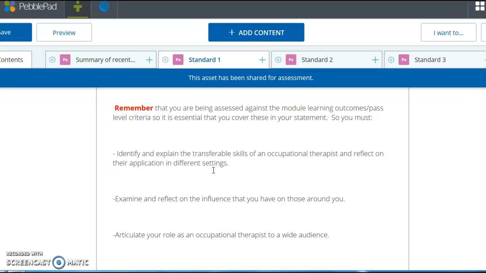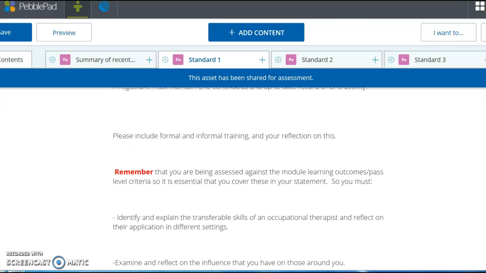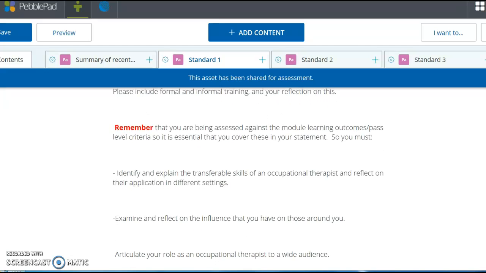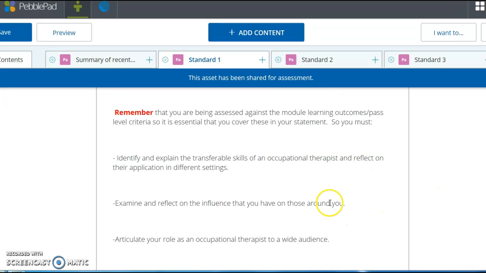Examine and reflect on the influence that you have on those around you. So that could be, you might have done some group work activities or something like that where you've taken a lead role. You might want to reflect and think about experience you've had maybe in interprofessional education, or group work activities that you've done on the OT course, or where you've had to work as a group and maybe then do presentations. That would be something you'd be thinking about there.